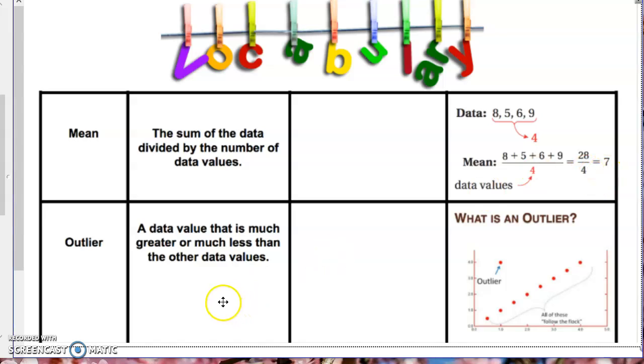An outlier, and we'll talk about this in a little bit, is a data value that is much greater or much less than the other data values. So if we look at this little graph here, you can see all of these data values kind of fall in the same kind of area. All of these follow the flock. But then we have this one outlier up here, which is very different from the rest of them. There is actually a way that you can calculate when a number is an outlier. We won't be doing that today. We will just be looking for numbers that are much greater or much less than the other data values in our data set.